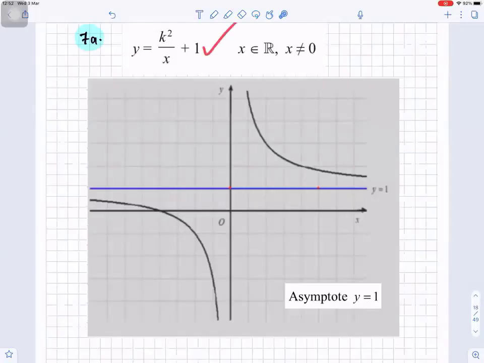So this is the curve. We can just choose k to be any number. If you want to try it on your calculator, you can say k to be 2. So 2 squared will be 4. So you can put in your graphics calculator y equals 4 over x plus 1, and you will get this general shape.